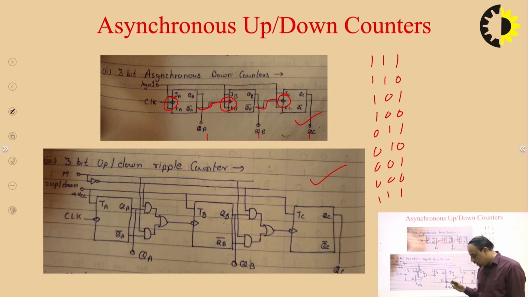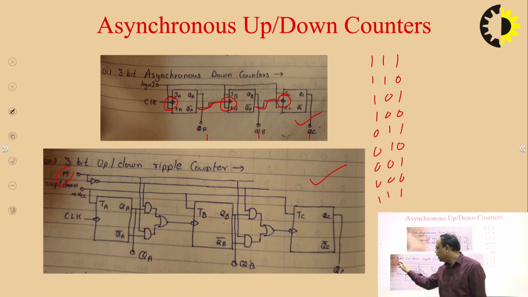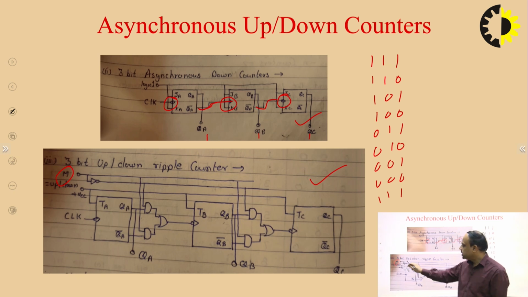In the mode select input, if we set the input to 0, this 0 is connected to this gate, so this became 0, this became 0, so no clock pulse is coming from here. Due to this NOT gate it became 1, and this terminal became 1, and this terminal became 1. So whatever is coming at this, it is going out to this.